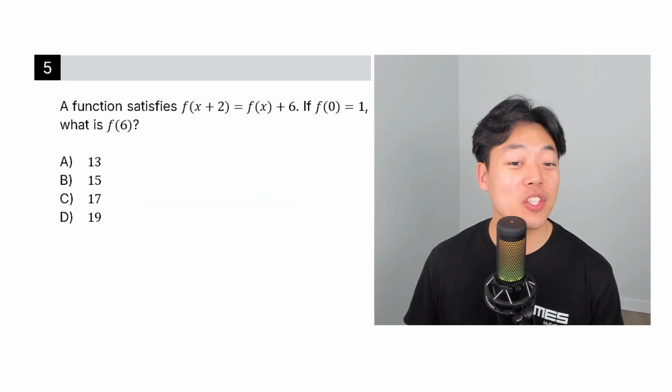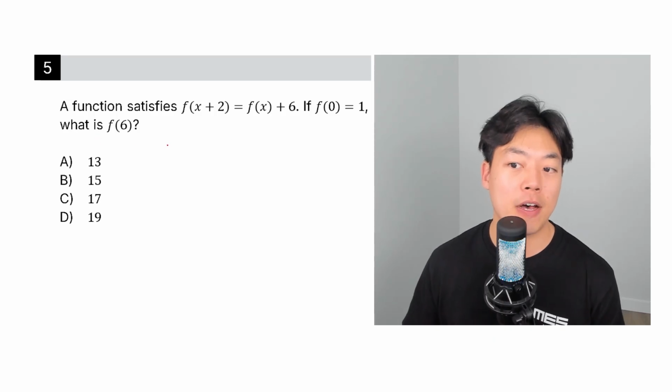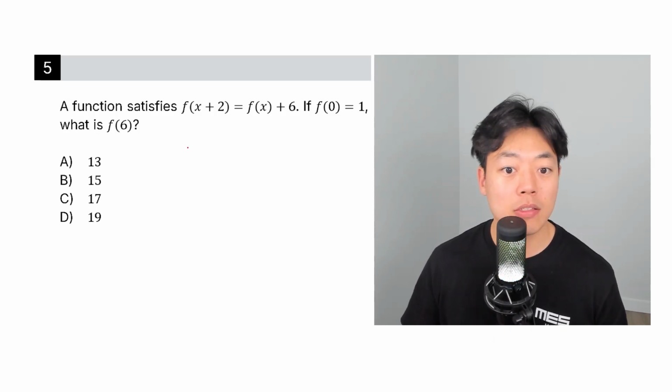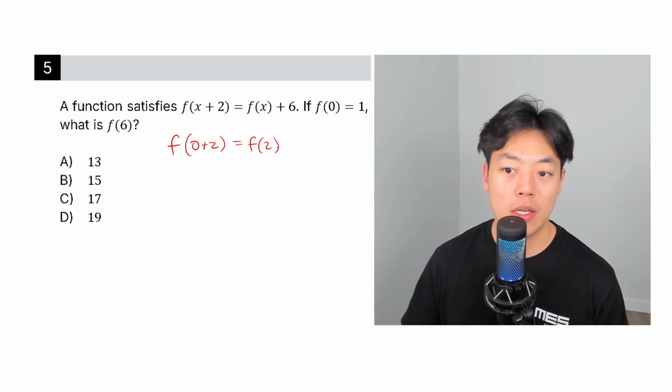Number 5, a function satisfies f of x plus 2 is equal to f of x plus 6. If f of 0 is equal to 1, what is f of 6? You know what? Let's just plug right in. If x is equal to 0, then we have 0 plus 2, which is f of 2, will equal f of 0 plus 6. That's 1 plus 6, which is 7.